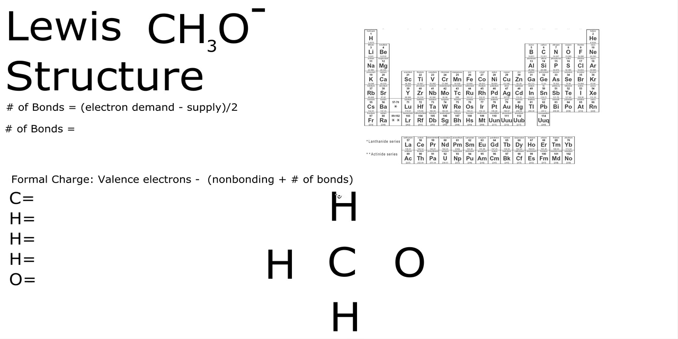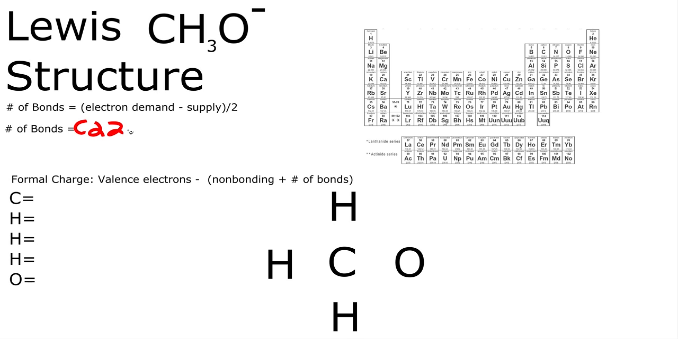outer shell. Hydrogen likes to have 2 to be like helium. It follows the duet rule. Carbon and oxygen like to have a total of 8 to follow the octet rule to be like neon in this case. So we would have 2 here, 2 here, 2 here, 8 here, 8 here. So that'd be 16, 18, 20, 22. So that's our demand.